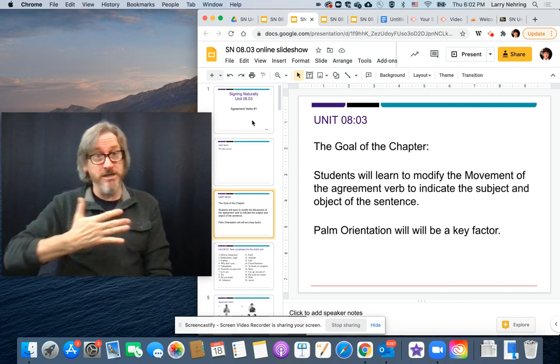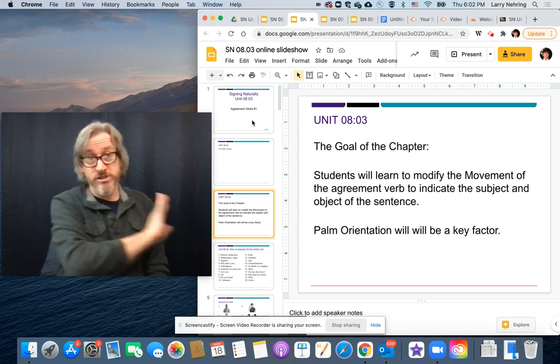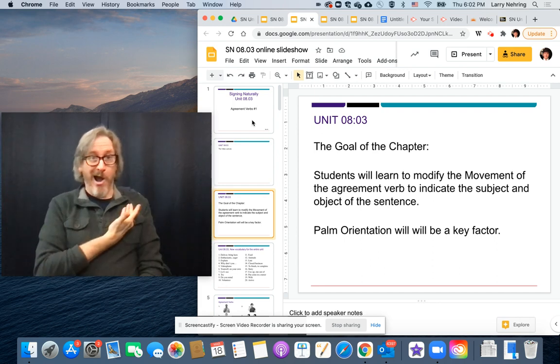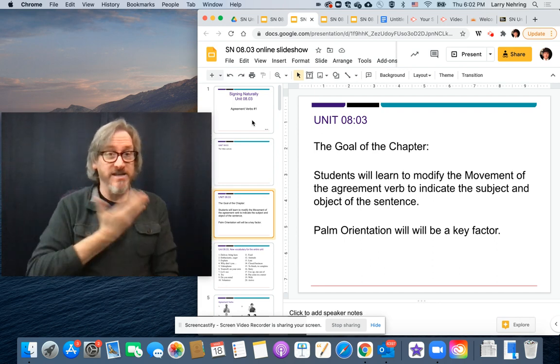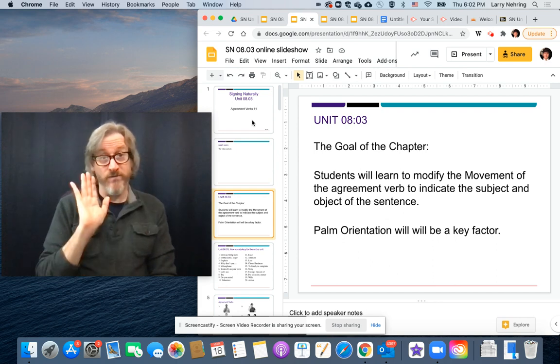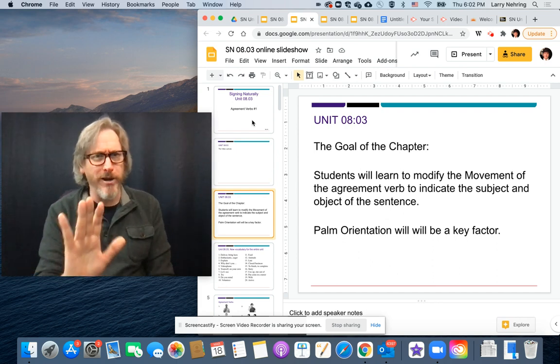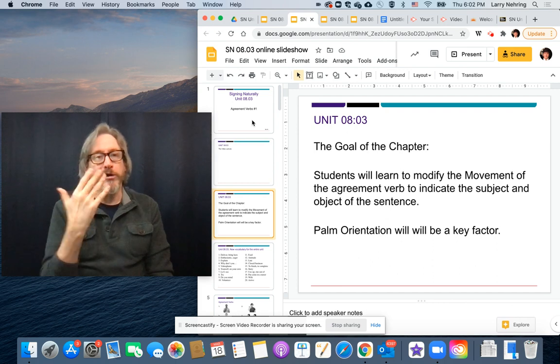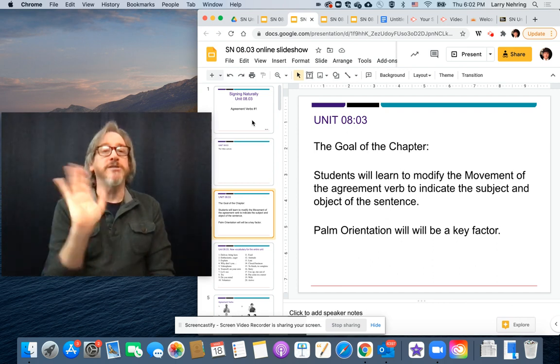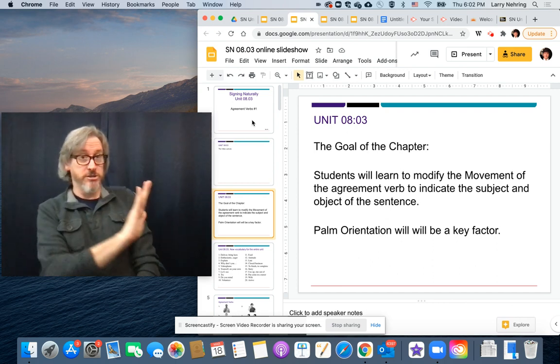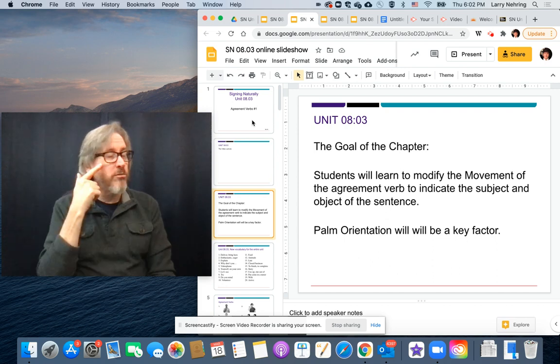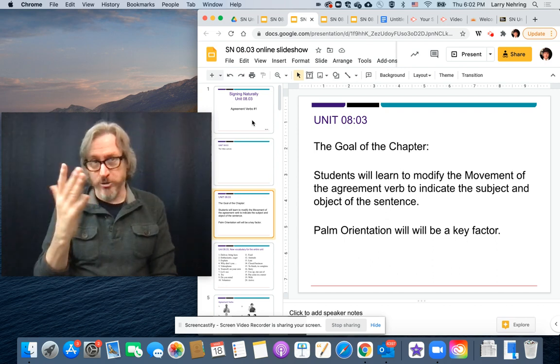Because remember, possession is my, your, theirs, all of yours, our. Wherever the palm is facing is where we're talking. So if it's yours, it's important you do it that way and not the other. Yours, mine, his, hers, their, whatever. Okay, so palm orientation will be a key factor.